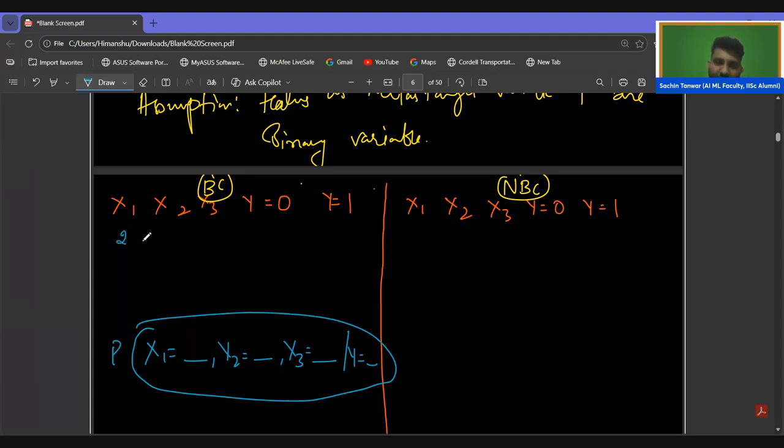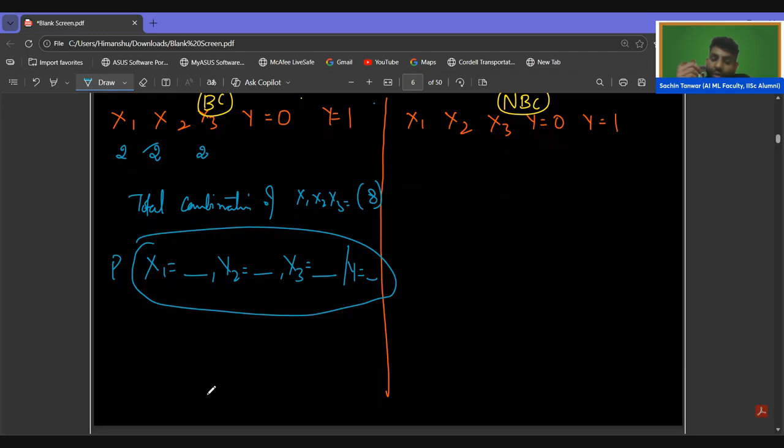This can take two values, this can take two values, this can take two values. Overall, the total combination of x1, x2, x3 is 8 combinations they can create. Now I need to know these probabilities. For that, I would need the combination of these 8 given a particular y value, what is the probability? That means I should have this particular value of p for the 8 given this y.